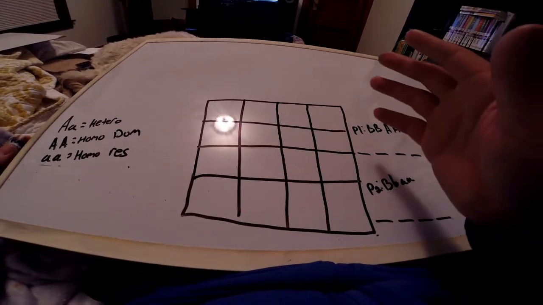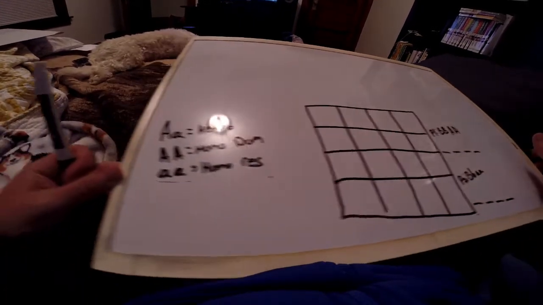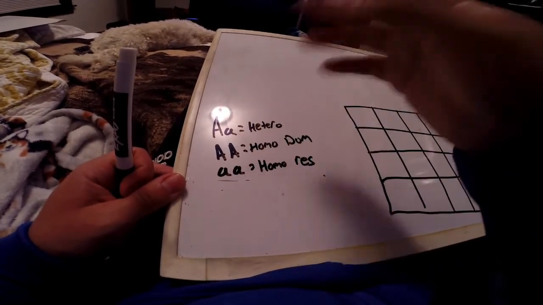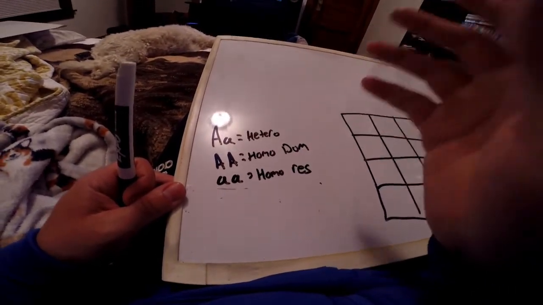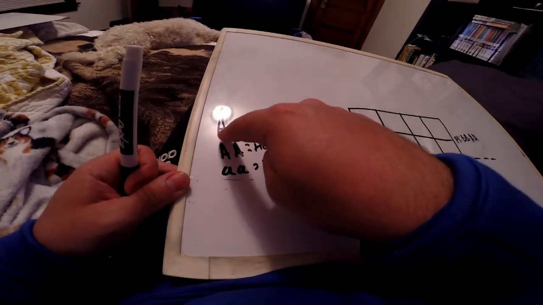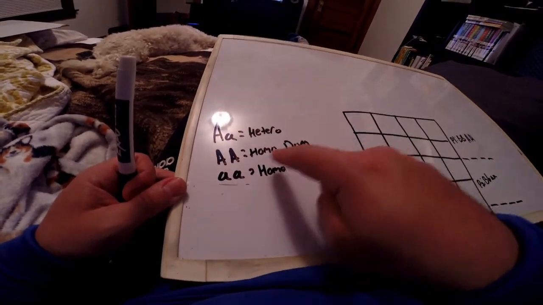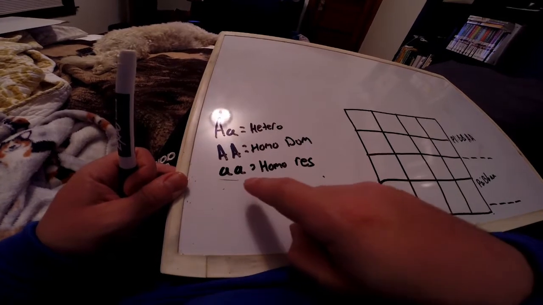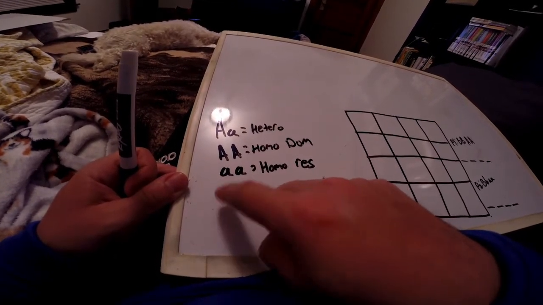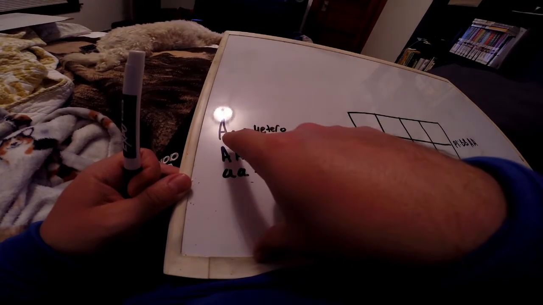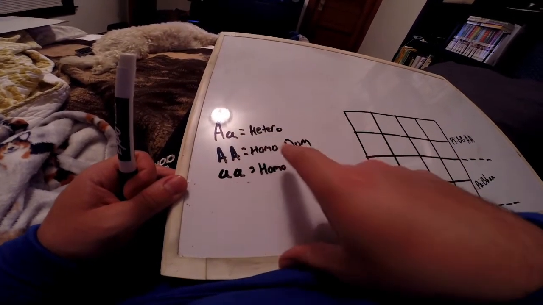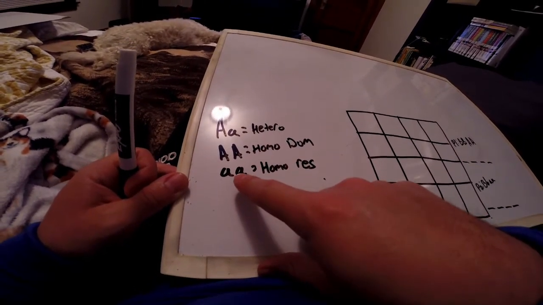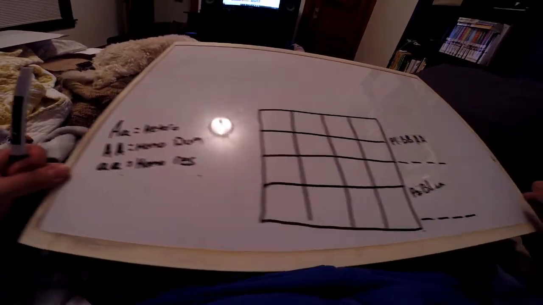Level 1 was how to set it up. Before we learn how to set it up, let's refresh our memories and understand the terminology. These are our genotypes, like the genes, what they look like. Heterozygous is big A, little a, a dominant and a recessive. Homozygous dominant is big A, big A, two dominant alleles. Homozygous recessive is two little a, two recessive alleles.